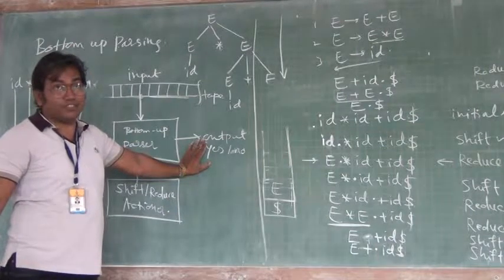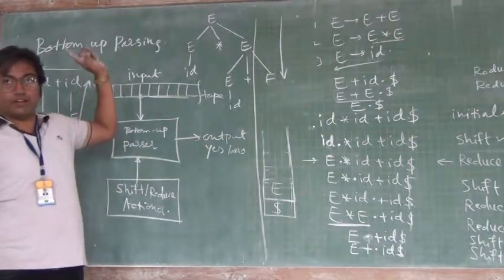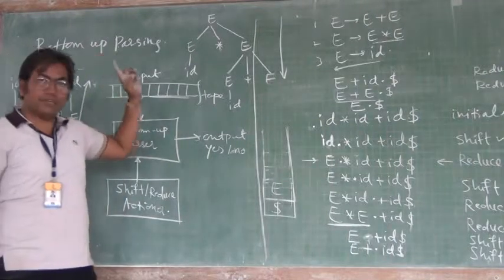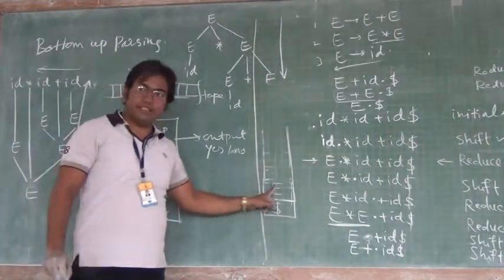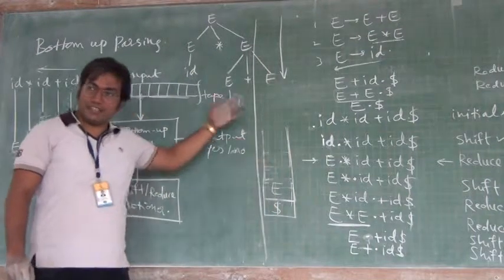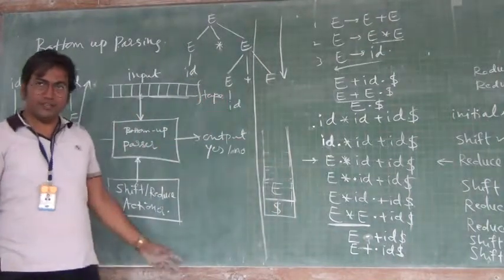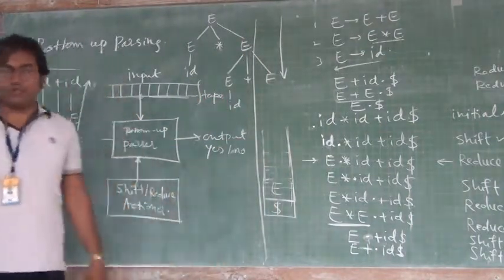This is the exact procedure we followed in the top-down parser. What did we do in the top-down parser? We started with dollar and E and kept expanding it, right? And this is exactly the opposite procedure.